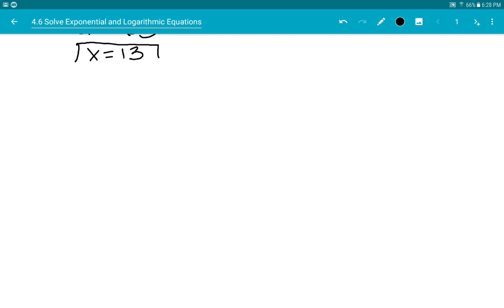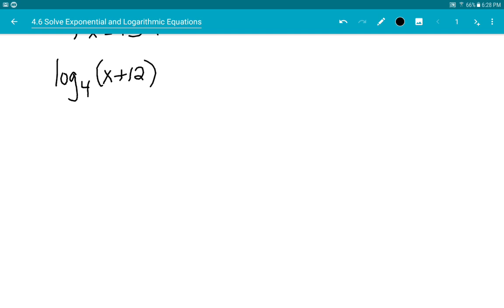Okay, now remember I said that the properties of what we were learning before will come into play again. So here's actually our first example where we're going to have to use those properties. Here we have the log of x plus 12 with a base of 4, plus the log of x with a base of 4, is equal to 3. All right, so let's figure out exactly how we're supposed to solve this.